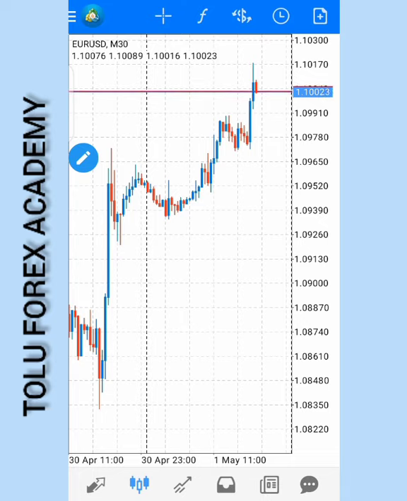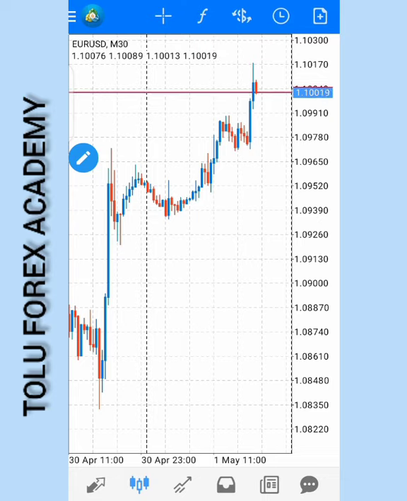As I start, as you can see on my chart, I am on EUR/USD, the 30 minutes time frame. We'll look at this Ichimoku and add it to our chart. Then I will explain how to go about it, or how to trade using the Ichimoku strategy.